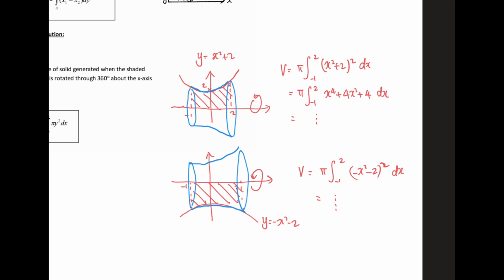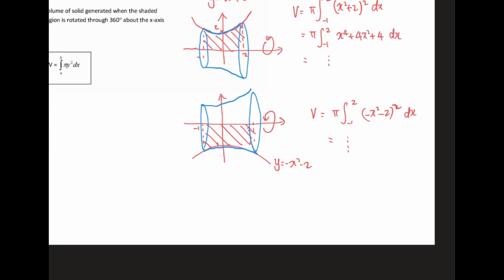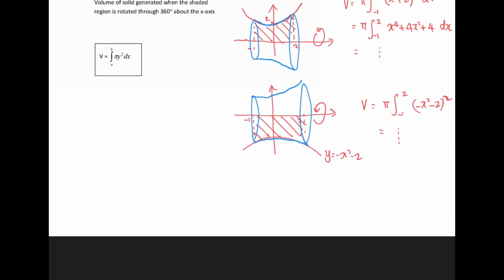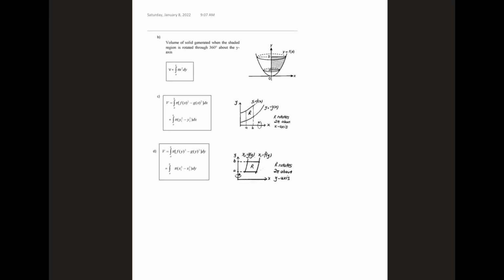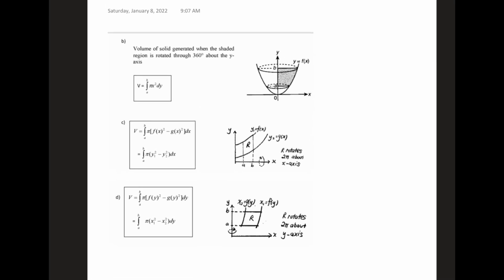Okay, so now let's move on. Anything else? Okay, nothing else here. So we have to look at the next page. Okay, so now let's look at this page.